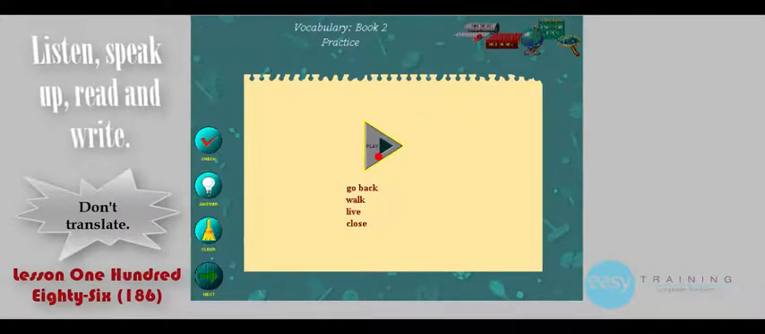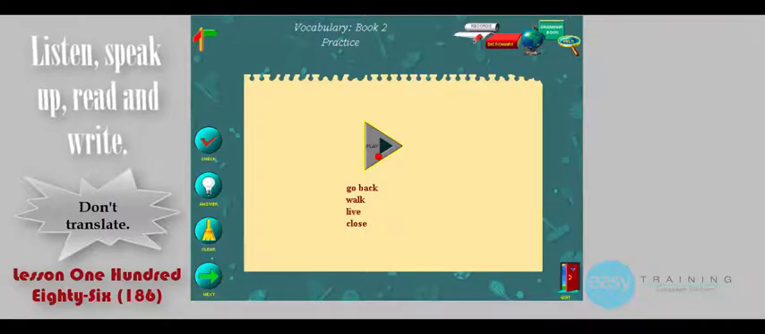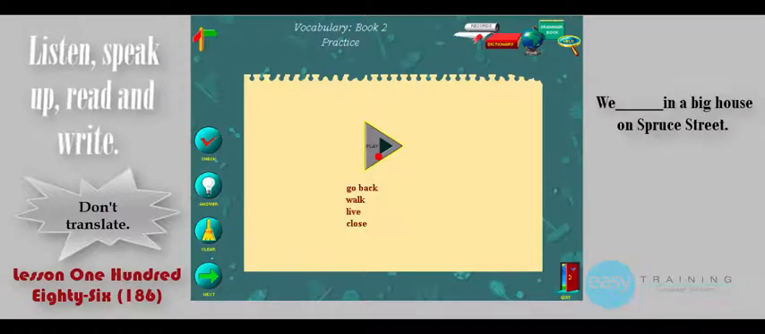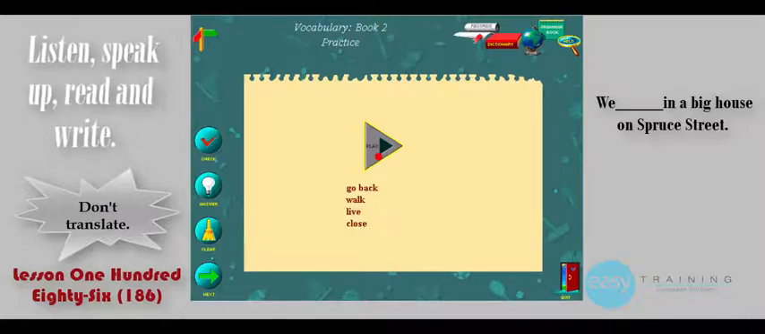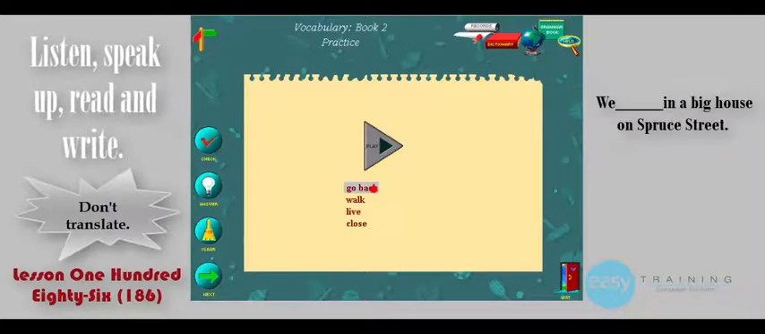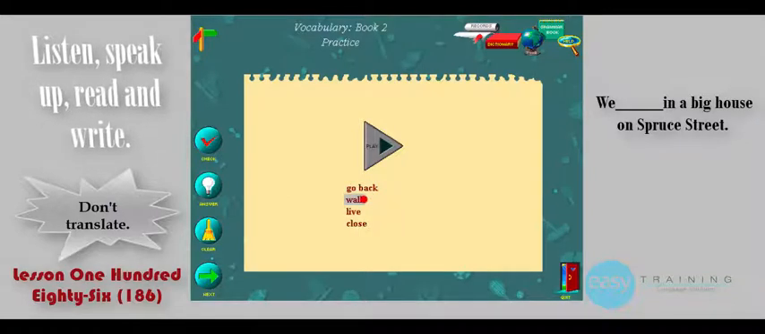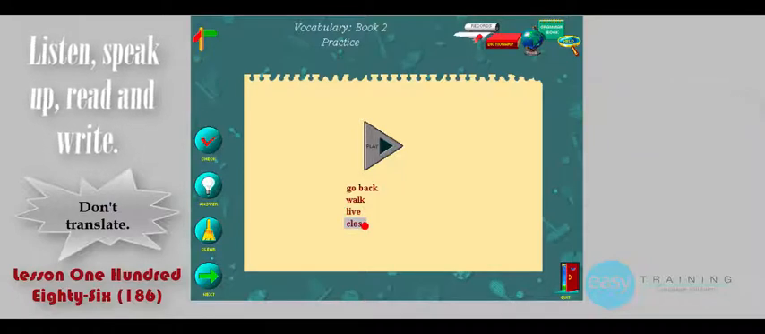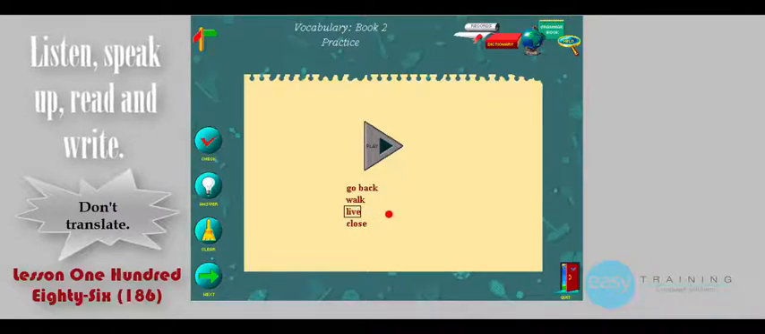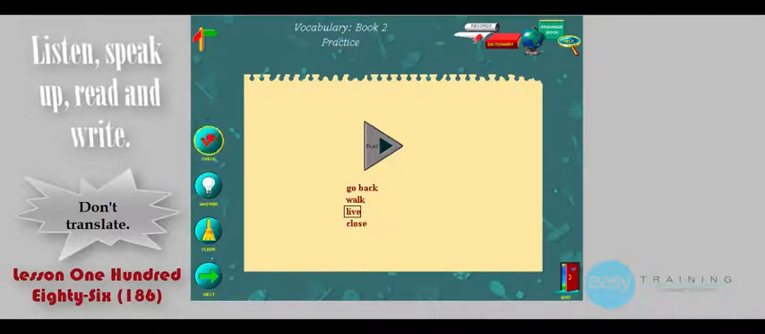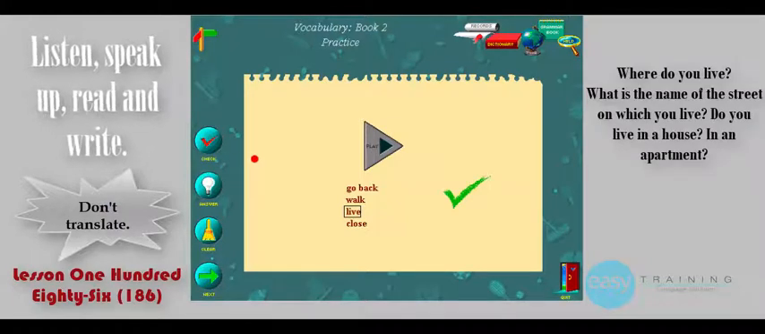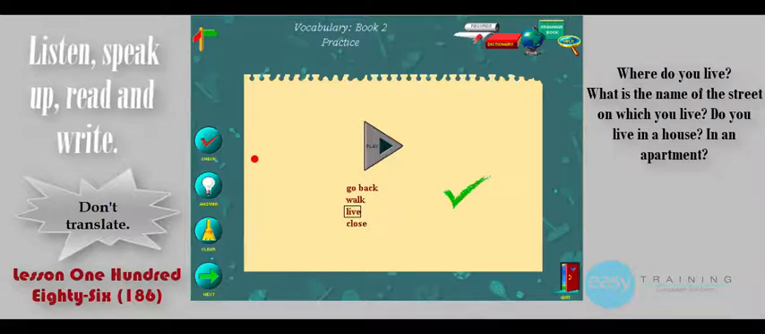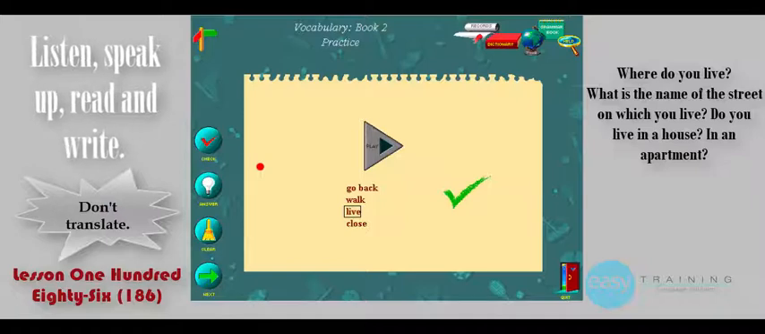Listen. We live in a big house on Spruce Street. The man says, we blank in a big house on Spruce Street. We go back in a big house. We walk in a big house. We live in a big house, or we close in a big house. The correct word is live. We live in a big house on Spruce Street. Where do you live? What is the name of the street on which you live? Do you live in a house? In an apartment? Where do you live?